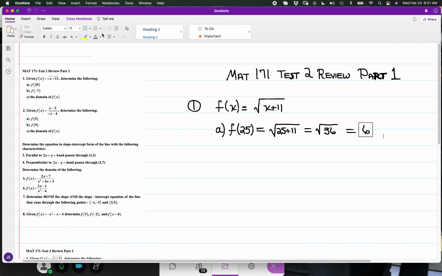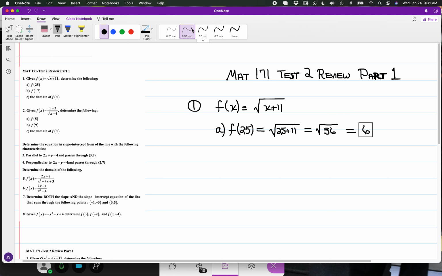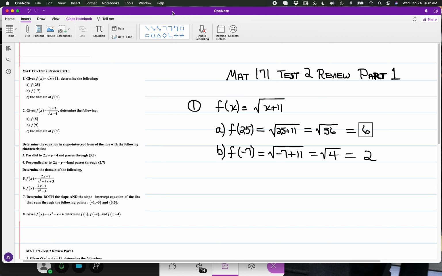Now for f of negative 7, when x is negative 7, we're looking at what the y value is going to be. Working with the input negative 7, the y value is going to be the outcome whenever we have the square root of negative 7 plus 11. Negative 7 plus 11 is going to be 4, and the square root of 4 reduces to only 2. So f of negative 7 is equal to 2.